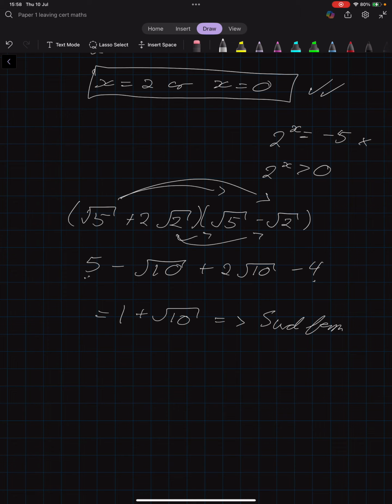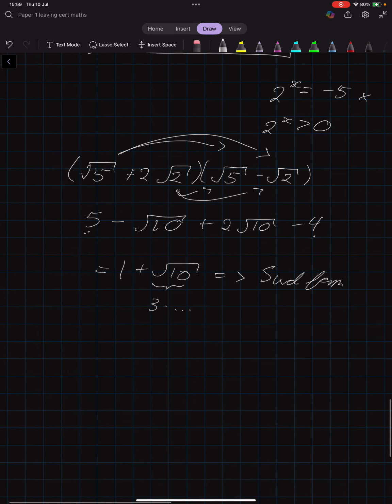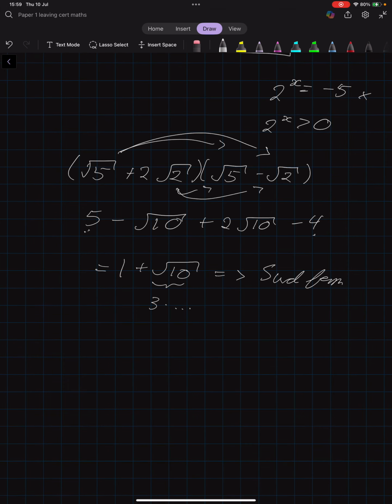Okay, so if you plug this into your calculator, you get 3 point something, probably 3.1, whatever. Basically, if you plug that into your calculator, you get a decimal. That's not surd form. Surd form is specifically this. Okay, so just to be clear.